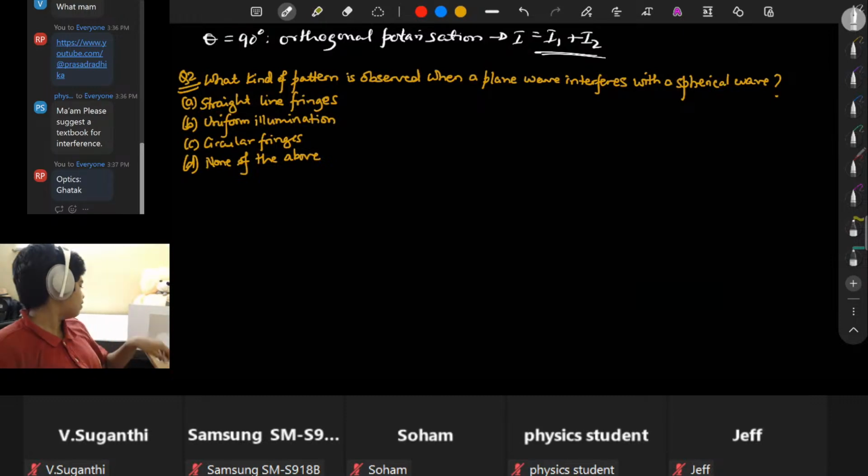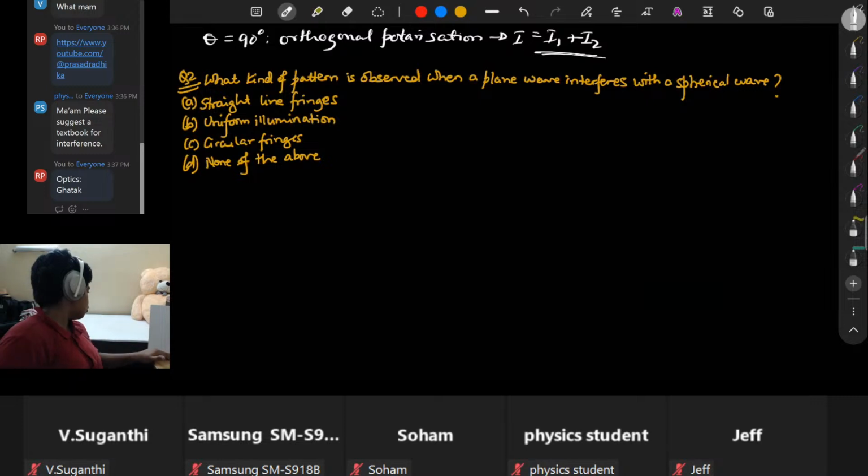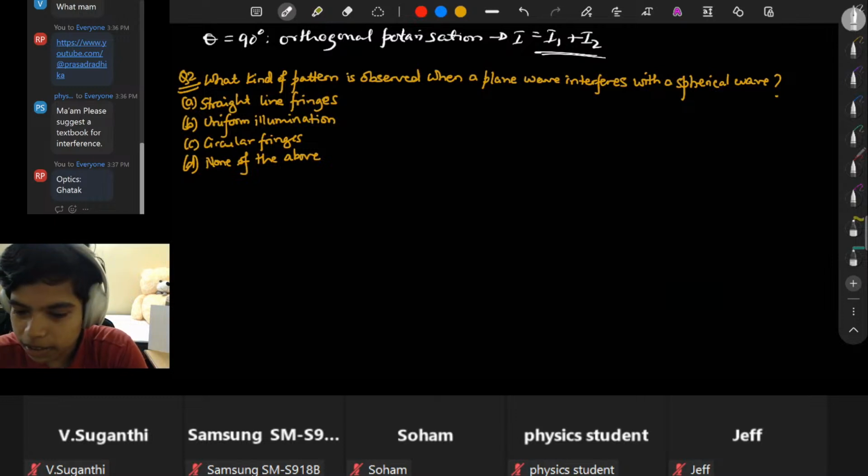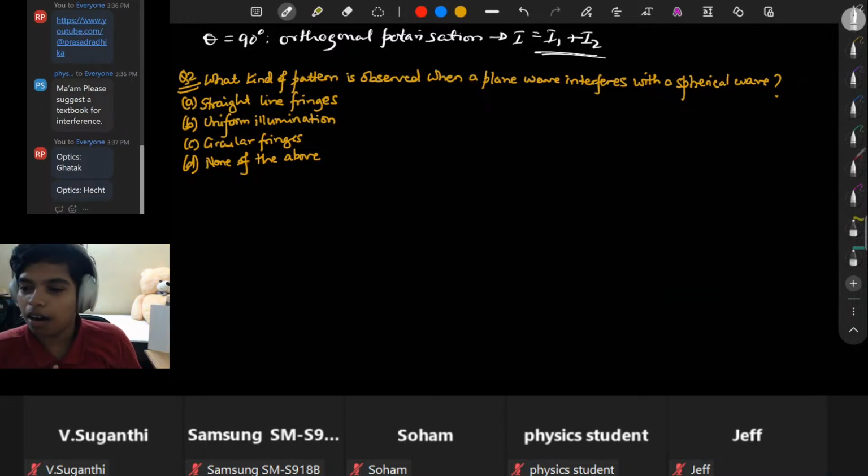I do have that book with me, so if you want, I can show it to you. This is another book which is very good. This is Optics by Eugene Hecht. Okay, so these are some good books. Just give me a minute. I'll pull it out for you.